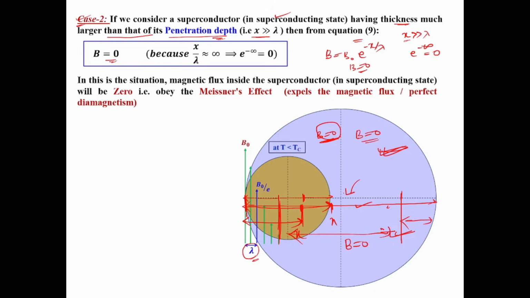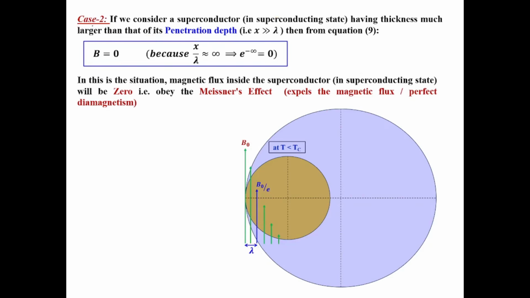So this is the situation of the Meissner's effect. That means this superconductor expels the magnetic flux, showing the so-called perfect diamagnetism. So in case 2 the thickness is much larger than the penetration depth, hence B equal to 0 by equation number 9. In this situation, the magnetic flux inside the superconductor in the superconducting state will be 0. That means it obeys the Meissner's effect, expels the magnetic flux, and behaves as a diamagnet.